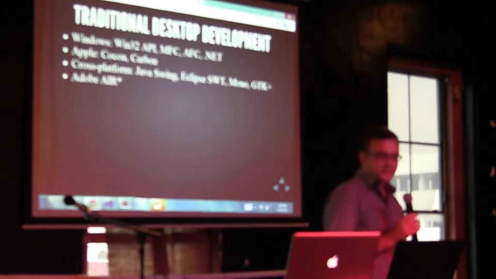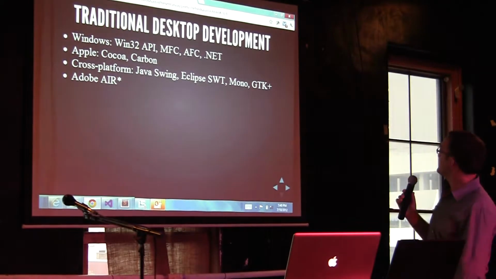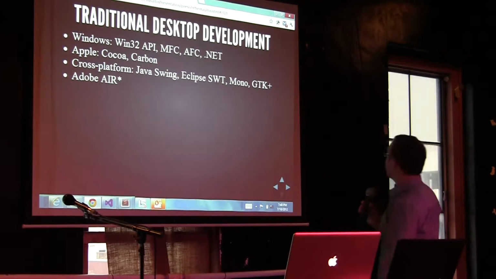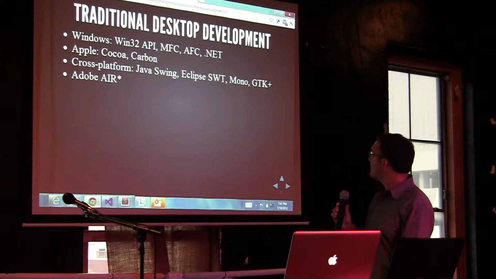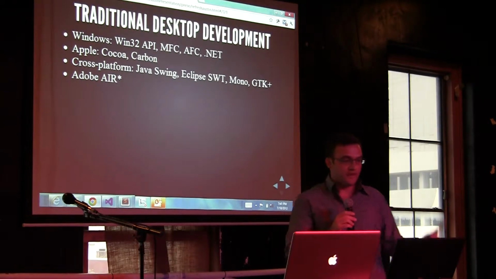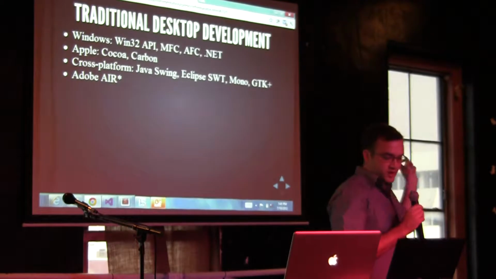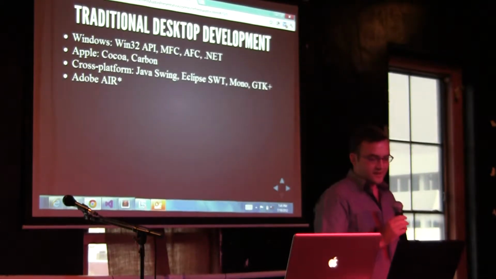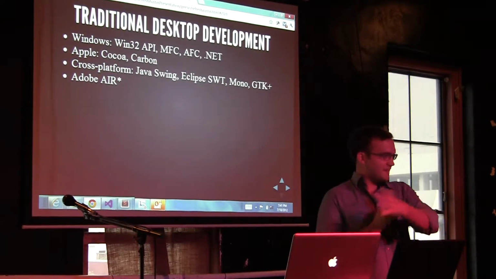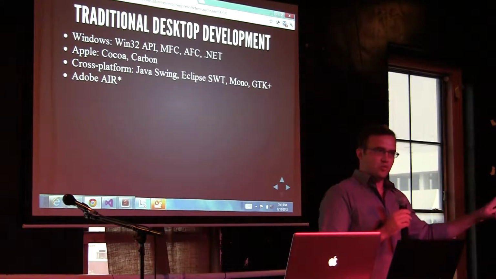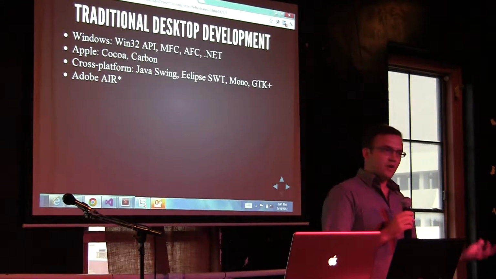So again, the traditional desktop development model includes Win32 API, MFC, and .NET. You've got Carbon for the old stuff, or Cocoa for the new stuff on Apple, and if you want cross-platform, you've got all that stuff up there. And there's also Adobe AIR. I put an asterisk next to it because it kind of sucks on memory, and you also have to install a separate package manager, and it doesn't really exist within the normal framework of the OS, right?